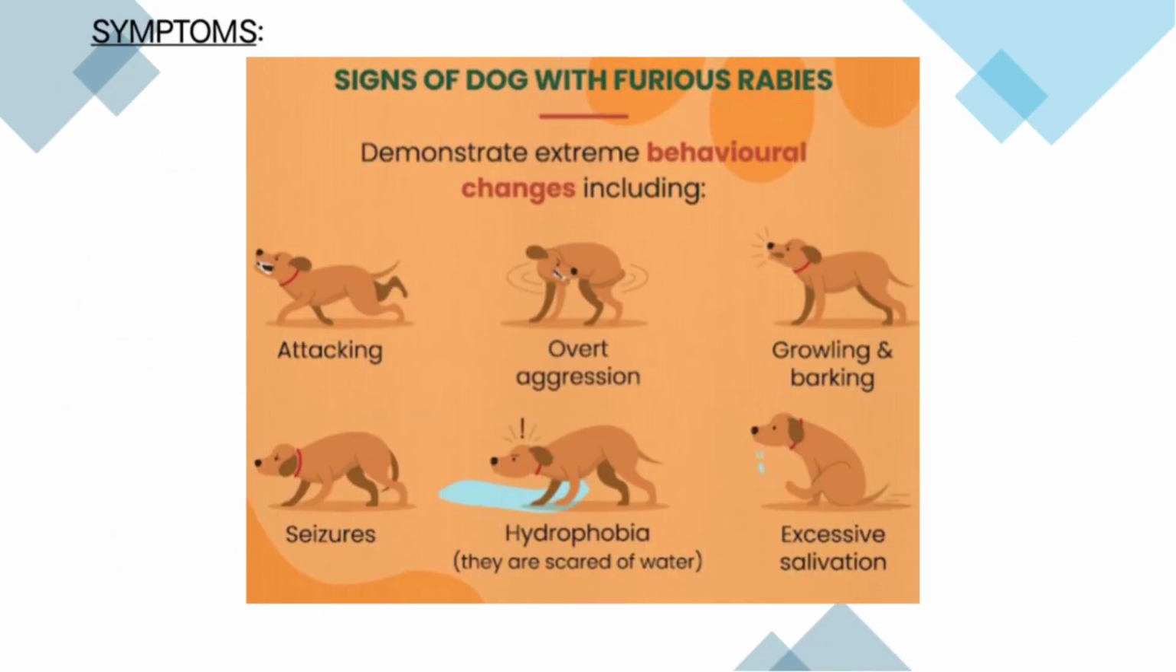Talking about the symptoms of rabies in dogs, first we'll see the following symptoms in a rabid dog: attacking, over aggression and barking, excessive salivation, fear of water and seizures.